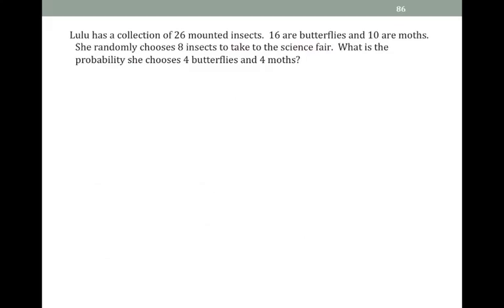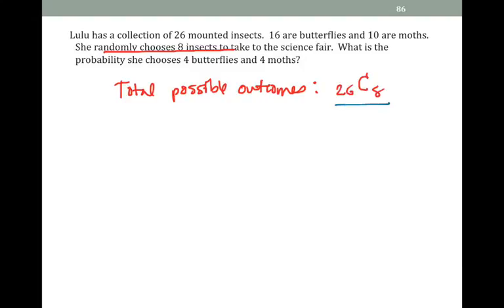So let's try it. Here we are again, I've rewritten the problem: 16 butterflies, 10 moths. So we've got 8 insects to take to the fair. Let's do the total possible outcomes first. We want 8 taken from the entire group of 26. So 8 taken from 26. Notice I chose a combination because there's nothing in here about order. They don't have to come in a specific order. We're just going to take 26 different insects and choose 8. That's all the possible outcomes. I kind of did the last part first, but let's move on.